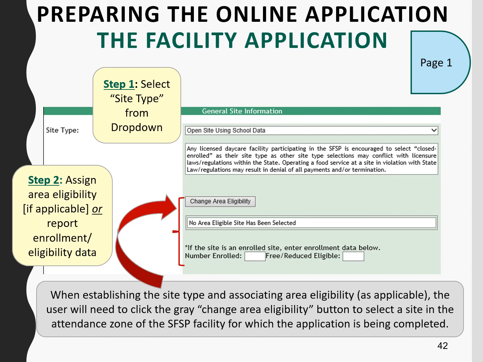On page 1 of the facility application, step 1 is to select the site type from the drop-down. Step 2 is to assign the area eligibility if applicable or report enrollment or eligibility data. When establishing the site type and associating area eligibility as applicable, the user will need to click the gray Change Area Eligibility button to select a site in the attendance zone of the SFSP facility for which the application is being completed.